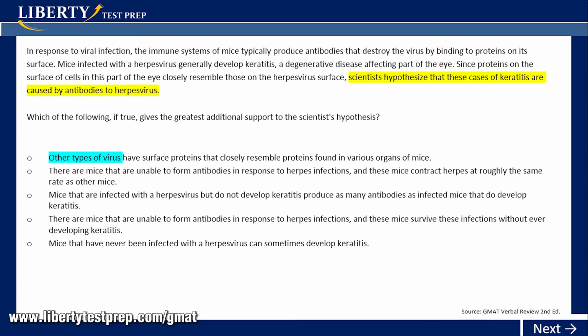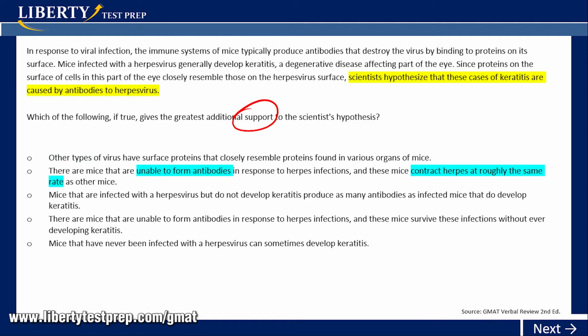Other types of virus, they say, have surface proteins that resemble proteins found in various organs of mice. So they say other types of virus have surface proteins that closely resemble proteins found in various organs of mice. Okay, how does that help us to support that the antibodies to herpes are causing the keratitis? It has no relationship at all. So that one's out of scope, not the answer.